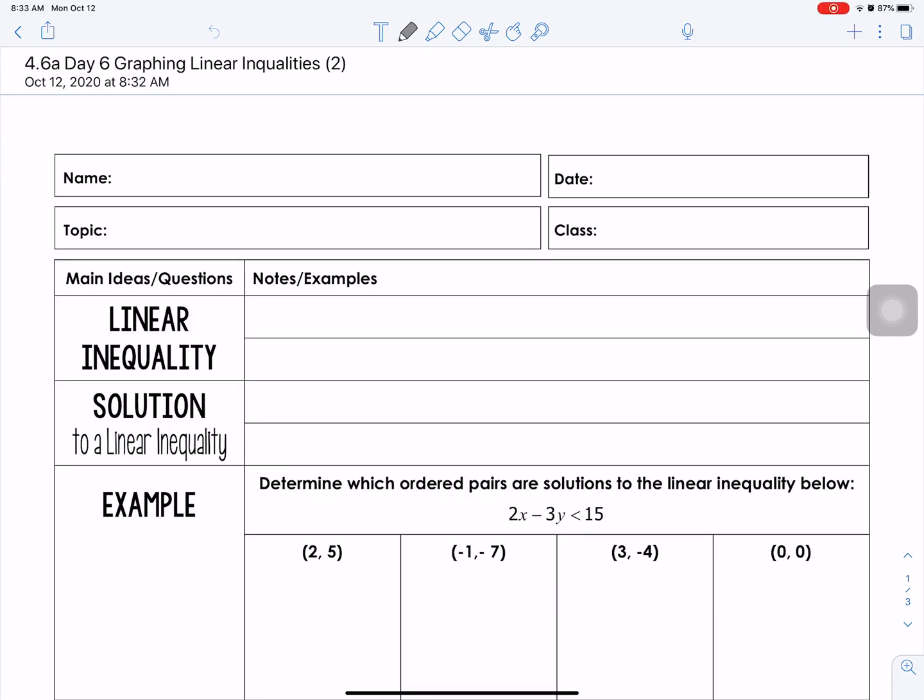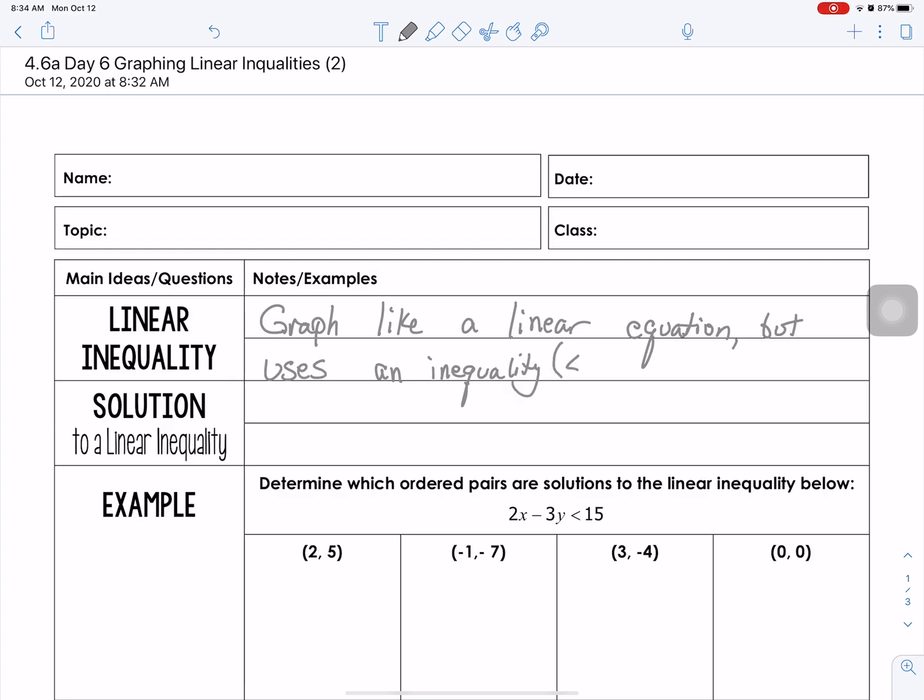Today we're back to graphing, but we're going to graph linear inequalities rather than equations. So the first thing of our notes is what a linear inequality is. It's a graph that's like an equation, or I should say a linear equation, but uses an inequality. This is going to be a less than, a greater than or equal to, or less than or equal to instead of equals.